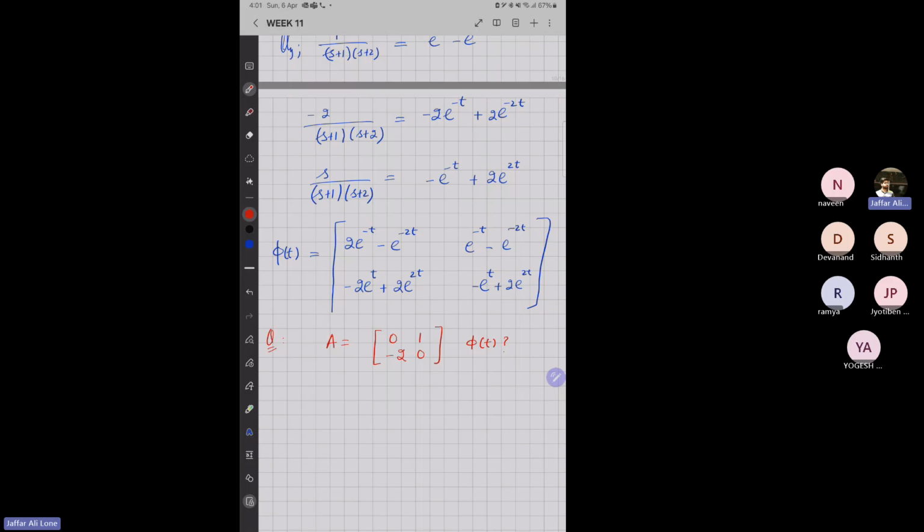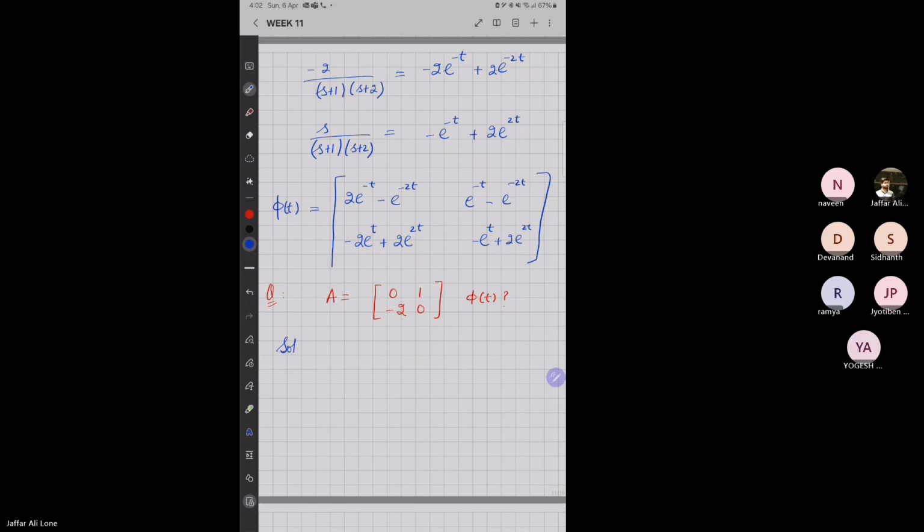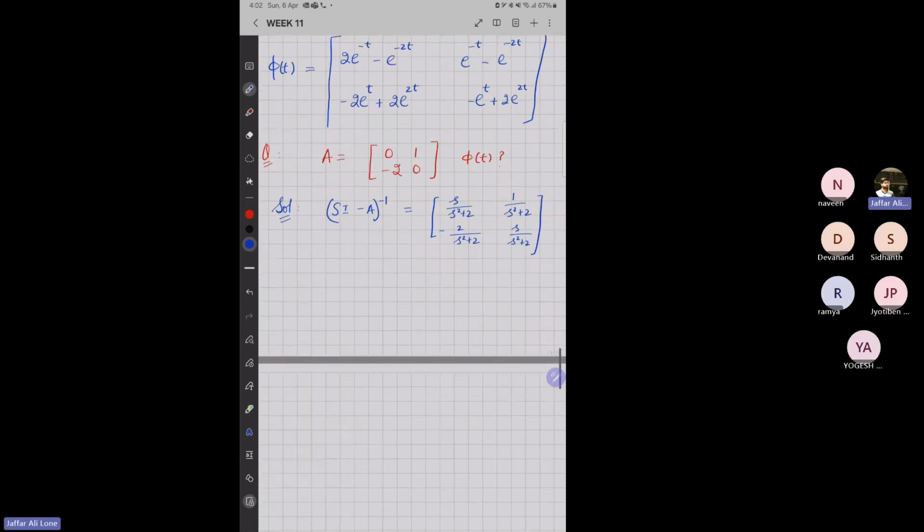I'll write sI minus A inverse. This is my sI minus A inverse, because obtaining sI minus A inverse is not a big deal. You just have to take the determinant and divide by that. But what will you do? How will you find the Laplace inverse from this onwards? Anyone? I'll give you a hint.